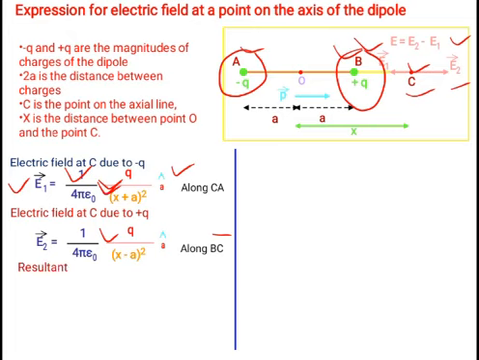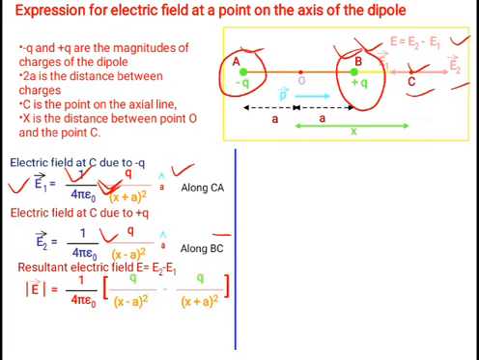Now what will happen to the total electric field? The resultant electric field E is equal to E2 minus E1, where E2 is greater than E1. Substitute the values of E1 and E2 in the formula, and we will get this answer.